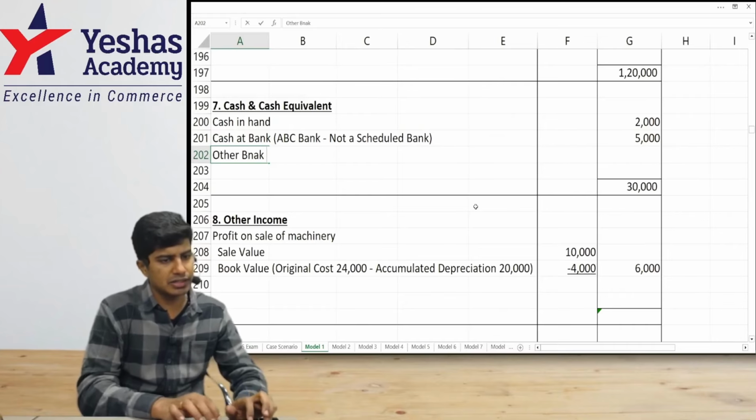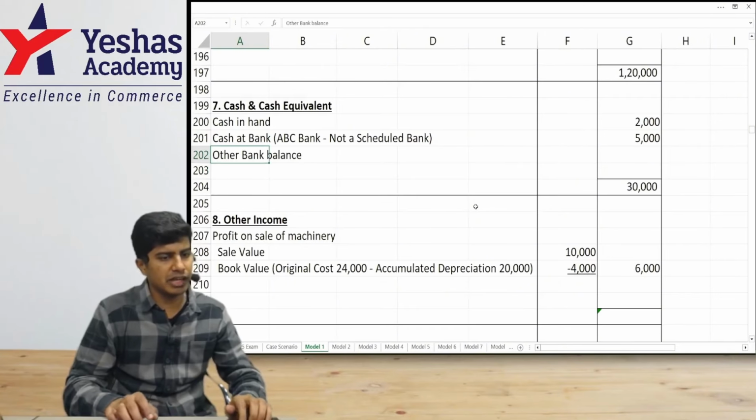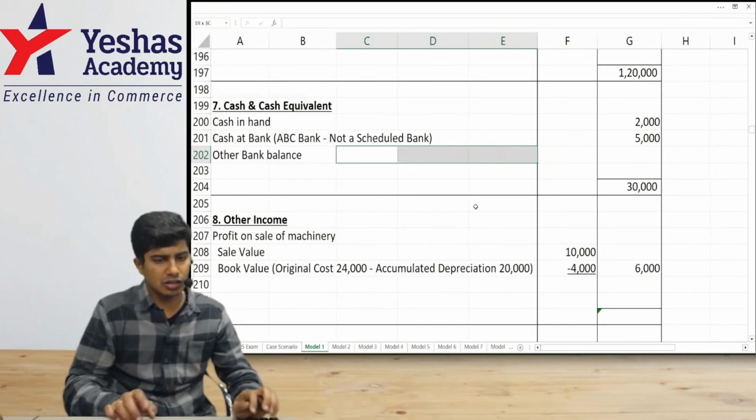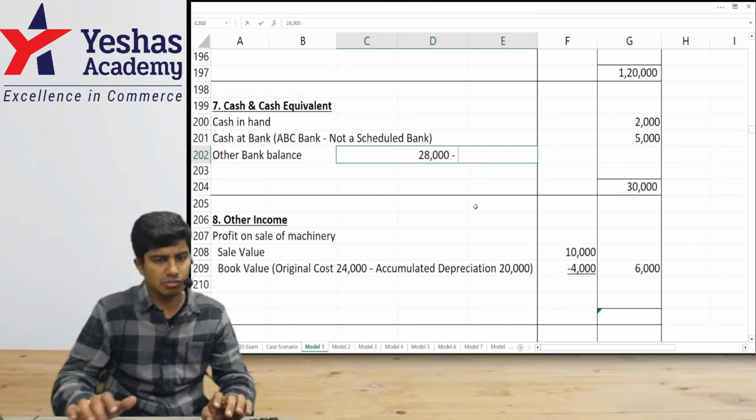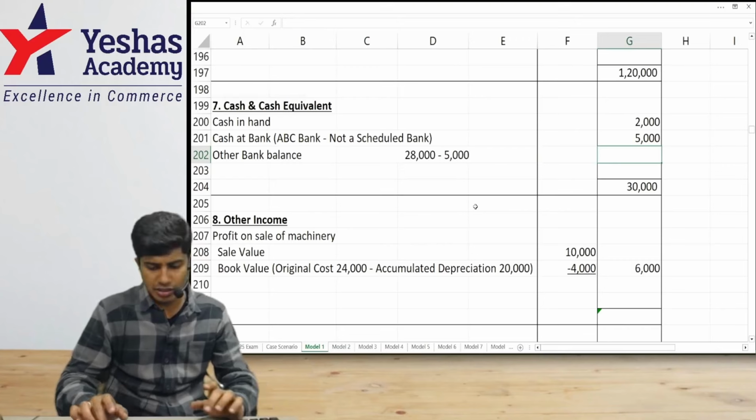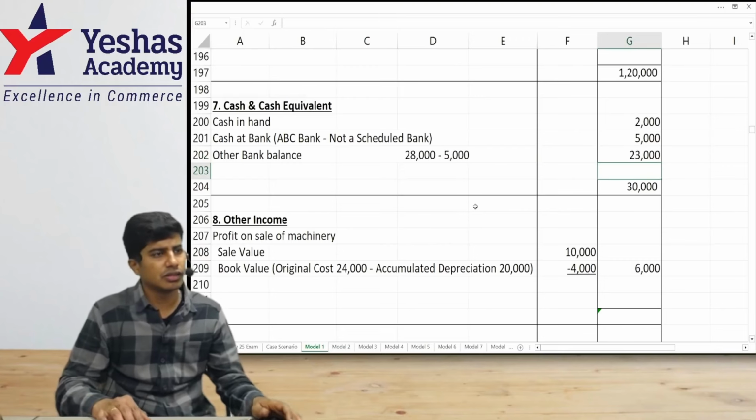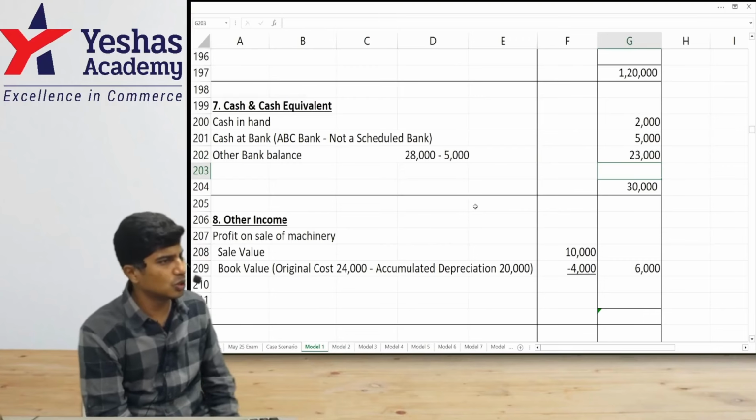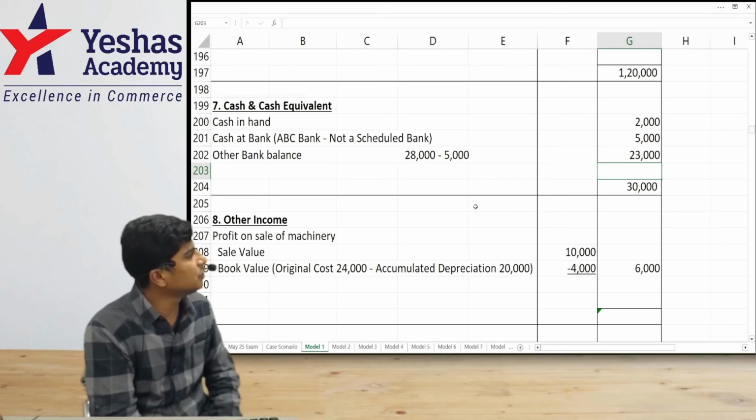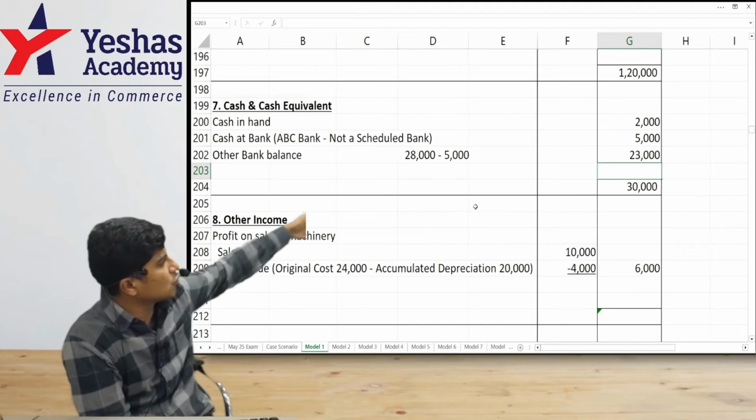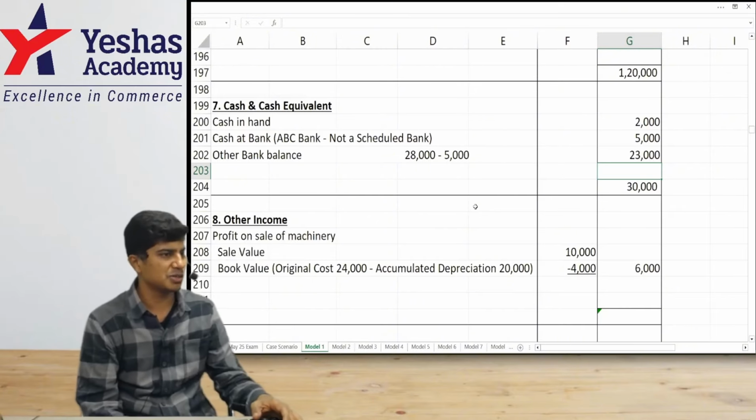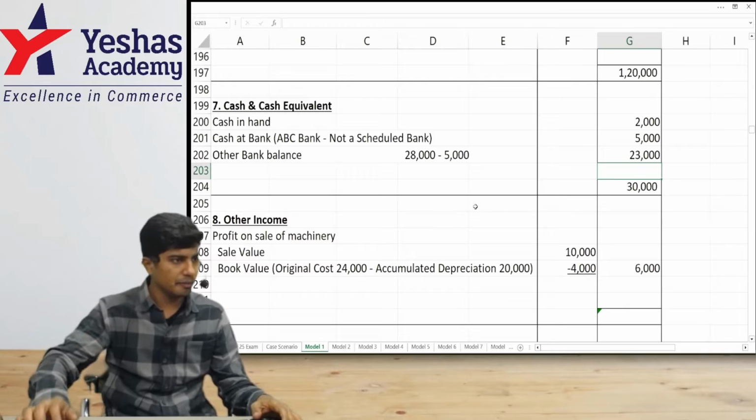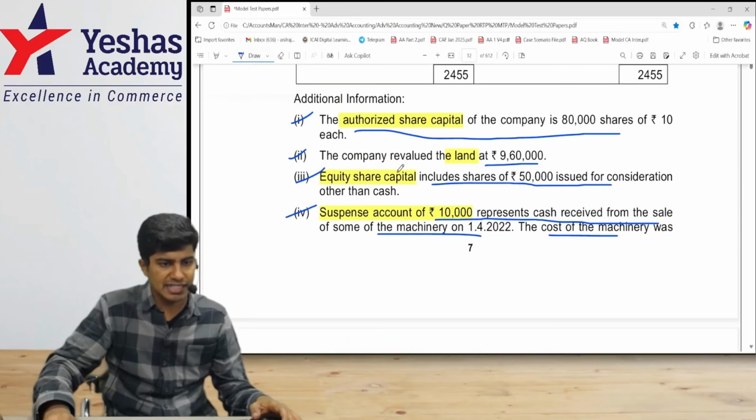Am I right? How much is the balance? Other bank balance. How much is other bank balance? It was 28 minus 5. Can I say 23,000? Total will come to 28. Total will not change. But individually, the difference has to be shown as to how much is in a not scheduled bank and how much is in a bank other than that, which is basically a scheduled bank. Got it?